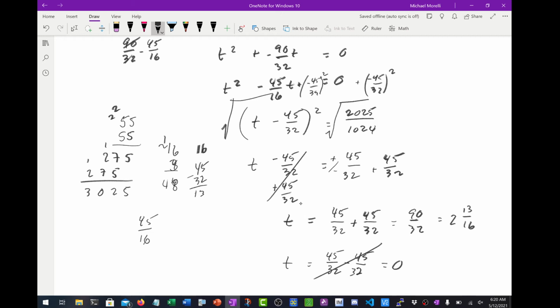But I need 13 sixteenths as a decimal. So I'm going to divide 13 by 16. I'm going to have to add a decimal point and a 0. How many times will 16 go into 130? I don't know. How about 8? 128 is pretty darn close. That's 128. And so this is going to give me 2. Add a 0. So something like 2.81 seconds.